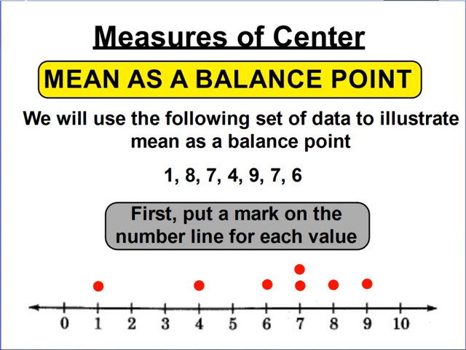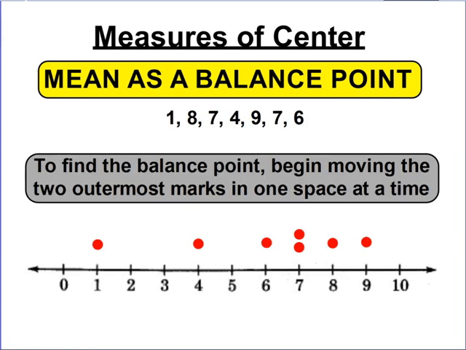And to find the mean as a balance point, I'm just going to take these dots and find the outermost ones, the ones on the far left and far right, and move them in one space at a time. And I'm going to keep doing that until I can't move them anymore. What you'll see when you're done is that the dots will all stack up on the same number on the number line, and that will show you the mean or the balance point.